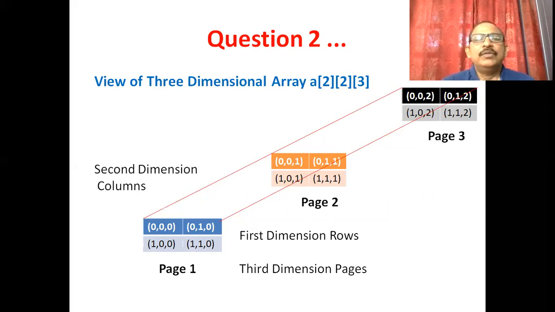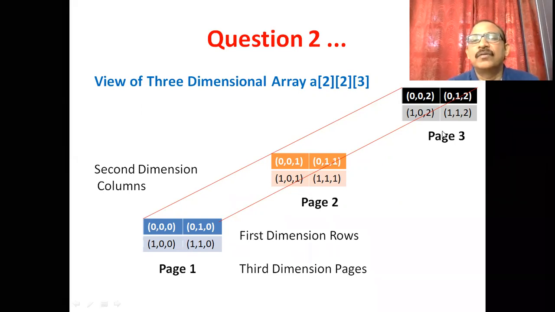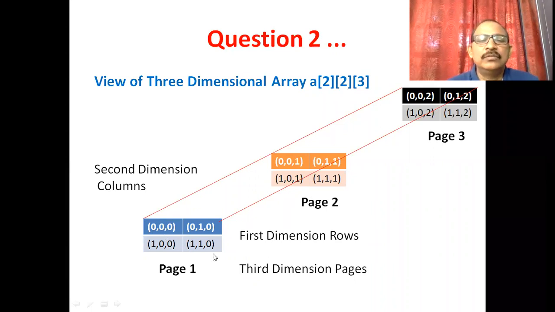It is a view of the three-dimensional array A[2][2][3]. Here you can see the first 2 indicates the number of rows in each page. Here you can see 2 rows in each page: page 1, page 2 and page 3. The second 2 is columns; you can see 2 columns in each page, and 3 indicates the number of pages: page 1, page 2 and page 3.